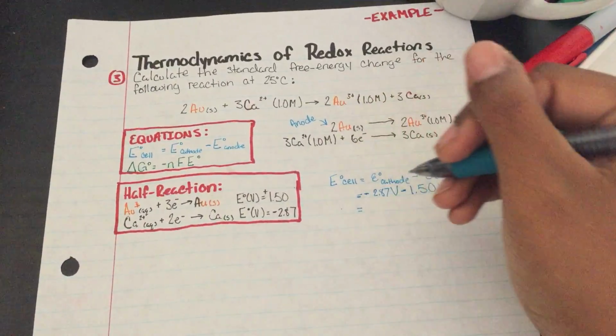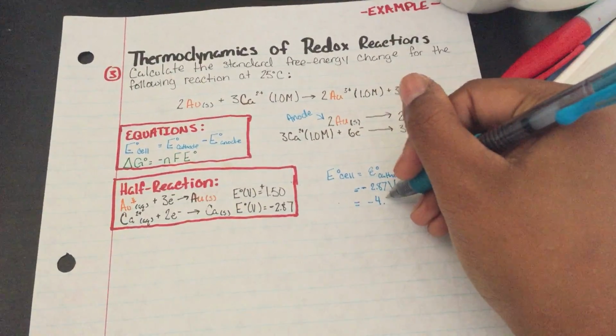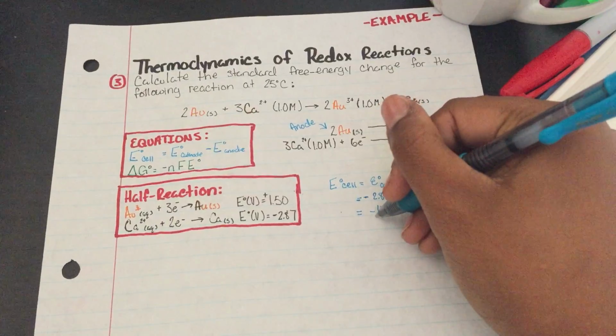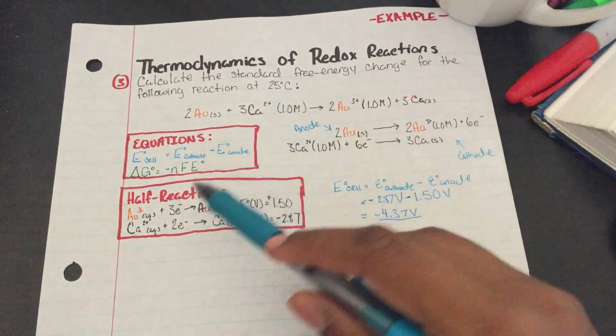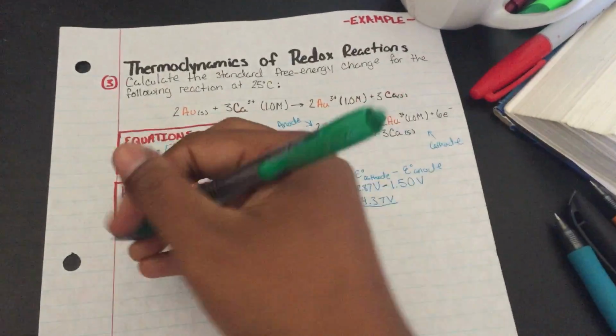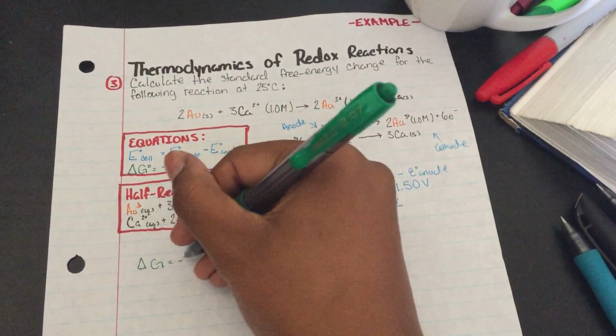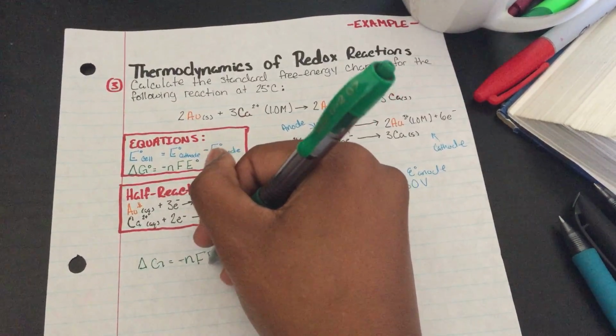When we plug this into the calculator, we get a standard EMF of negative 4.37 volts. Now once we have this, we can solve for our standard free energy change. So we'll have delta G, rewrite the equation here, equal to negative n times F times E cell.